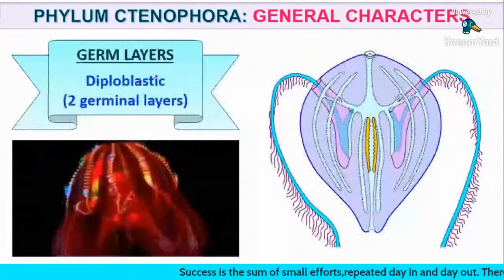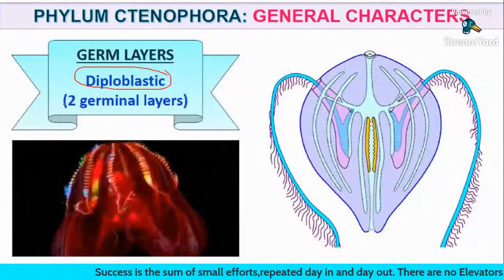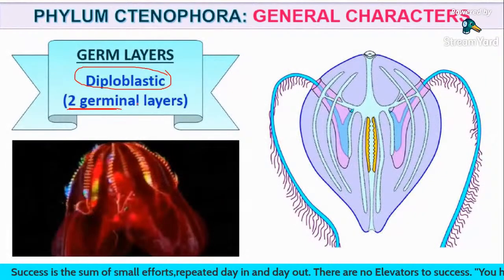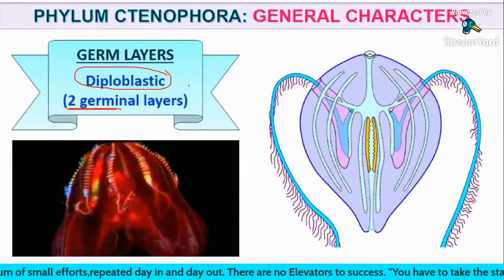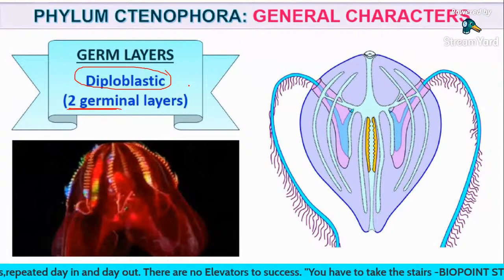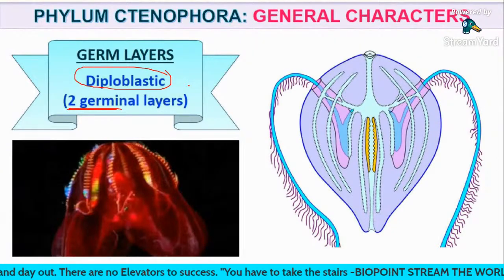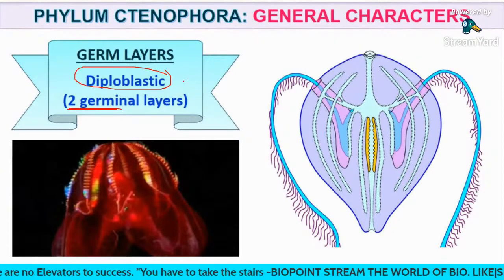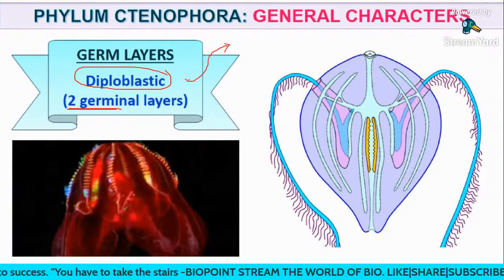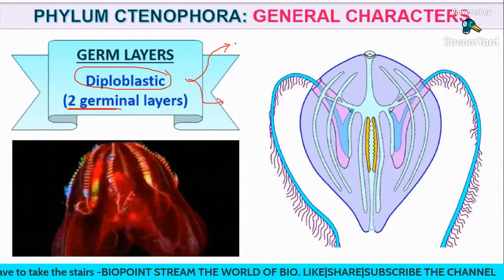Next, they show diploblastic level of organization, that is two levels, two germinal layers. Okay, that is ectoderm and endoderm.